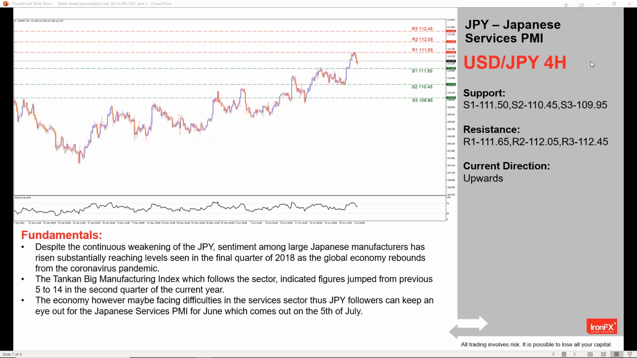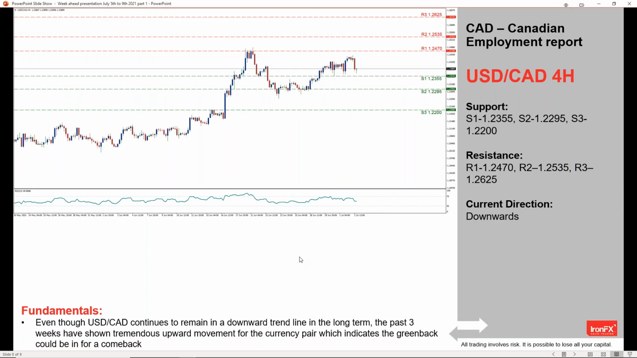Now, the economy, however, may be facing difficulties in the services sector. Thus, JPY followers can keep an eye out for the Japanese Services PMI for June, which comes out on the 5th of July. Furthermore, the Japanese current account for May will be coming out on the 8th of July. Also on the 8th of July, we have BOJ Governor Fumihiko Kuroda, who will be delivering a brief speech at the outset of the bank's quarterly regional branch managers meeting, which will produce a report analyzing the health of the country's regional economies. And now we move to the Canadian dollar.